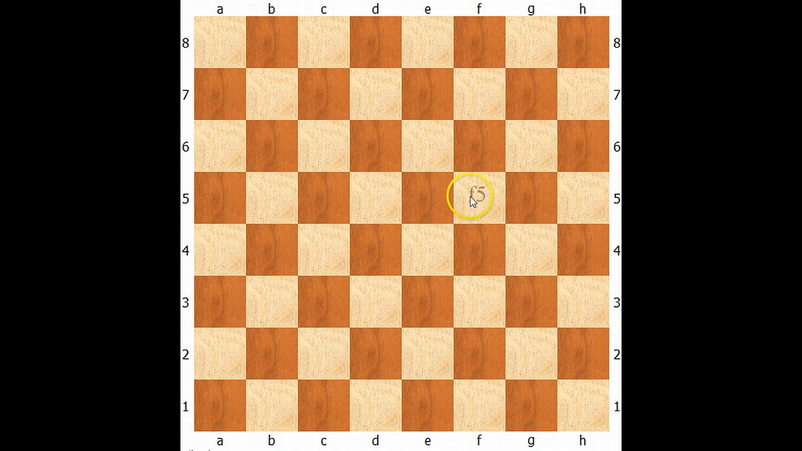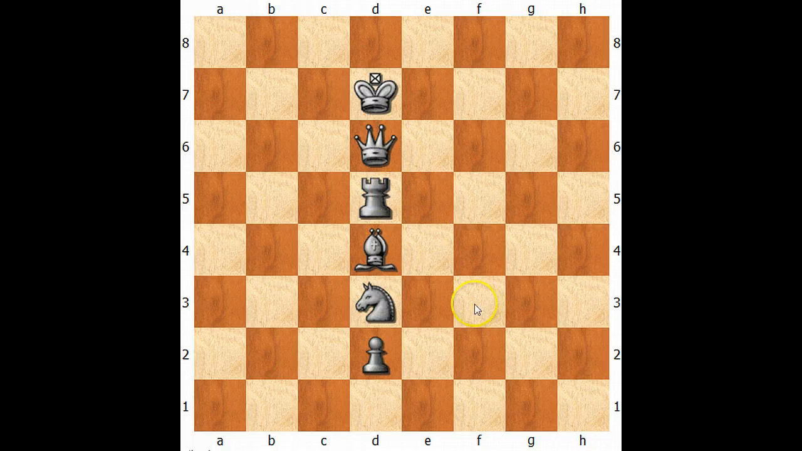Let's do a few more. F5, F7, D7, C6. I guess everyone understands by now. Now let's go to pieces. Here I have a set of pieces: a king, a queen, a rook, a bishop, a knight, and a pawn.